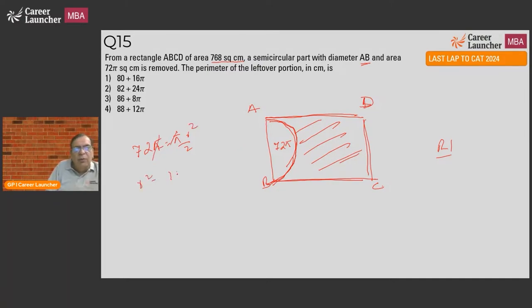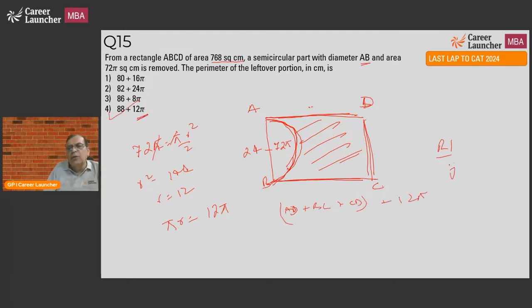So that means r square is equal to 144, or r is equal to 12. But r will be 12, that means this is 24. Okay. Now, so r is equal to 12. What will be arc AB? It will be pi into r, which is equal to 12 pi. So what will my answer be? Answer will be, if I say this is 1, this plus this plus this: AD plus BC plus CD plus 12 pi. Only this choice has 12 pi.